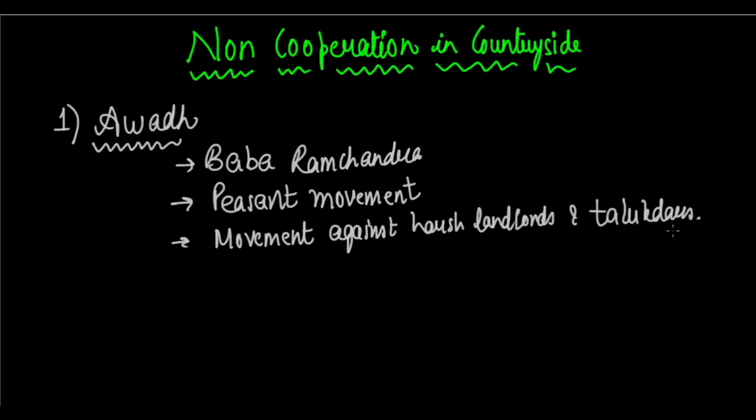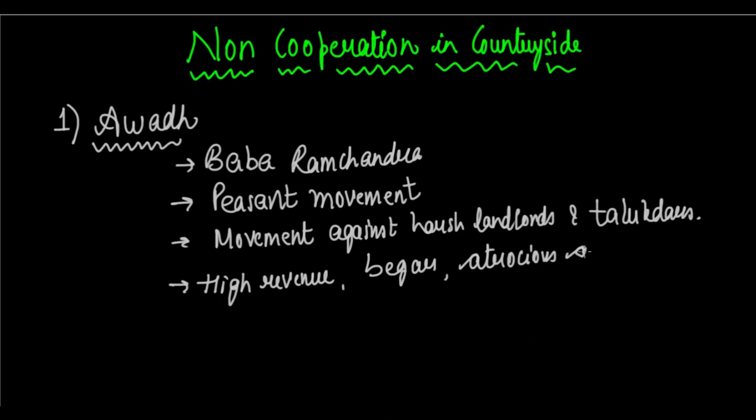These were the people who used to atrociously torture the peasants here. They used to trouble the peasants, and there was high revenue. And there was begar which had to be given. And there was atrocious activity. So these were some of the things which took place in Awadh, right? There was high revenue imposed on the peasants and the laborers. There was begar, which was bonded labor free of cost, and there was atrocious activity on the peasants as well.